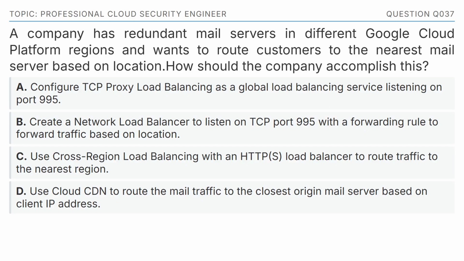The options are: Option A, configure TCP proxy load balancing as a global load balancing service listening on port 995. Option B, create a network load balancer to listen on TCP port 995 with a forwarding rule to forward traffic based on location. Option C, use cross-region load balancing with an HTTPS load balancer to route traffic to the nearest region. Option D, use Cloud CDN to route the mail traffic to the closest origin mail server based on client IP address.